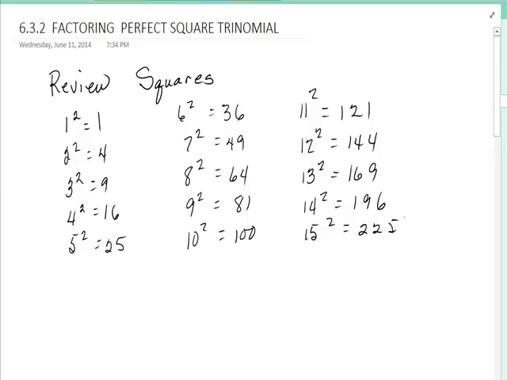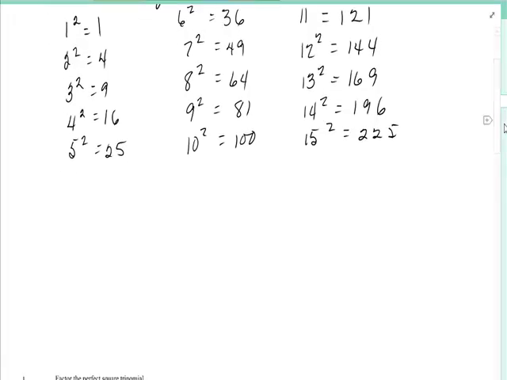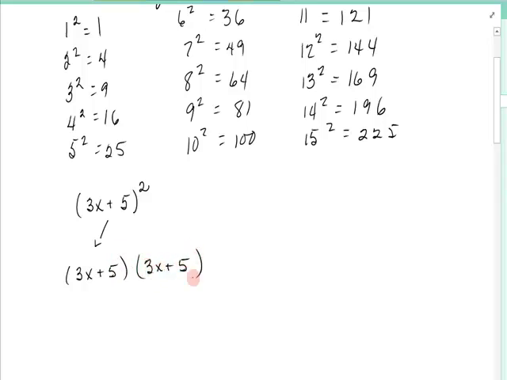All right, so those are perfect square numbers, but we need to actually review perfect square trinomials. They are a result of squaring not numbers, but squaring binomials. Suppose I had 3x plus 5, quantity squared. You could do it two ways. One way is to simply say 3x plus 5 times 3x plus 5 and use FOIL.